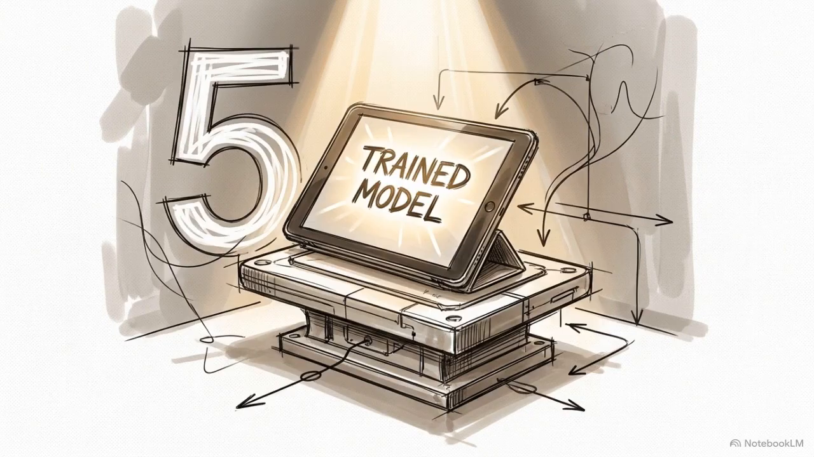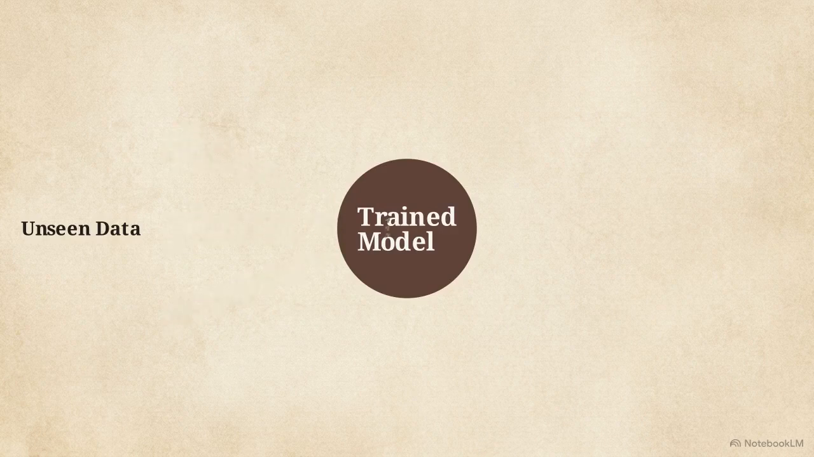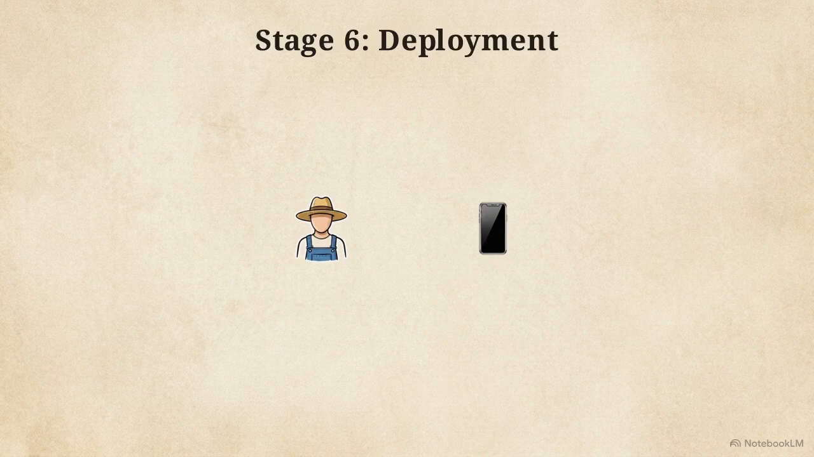Once the model is built, we arrive at Stage 5, evaluation. Before handing it to the farmers, we must test its accuracy. Should we test using the same training images? No. To prove it predicts disease, we evaluate against unseen data.